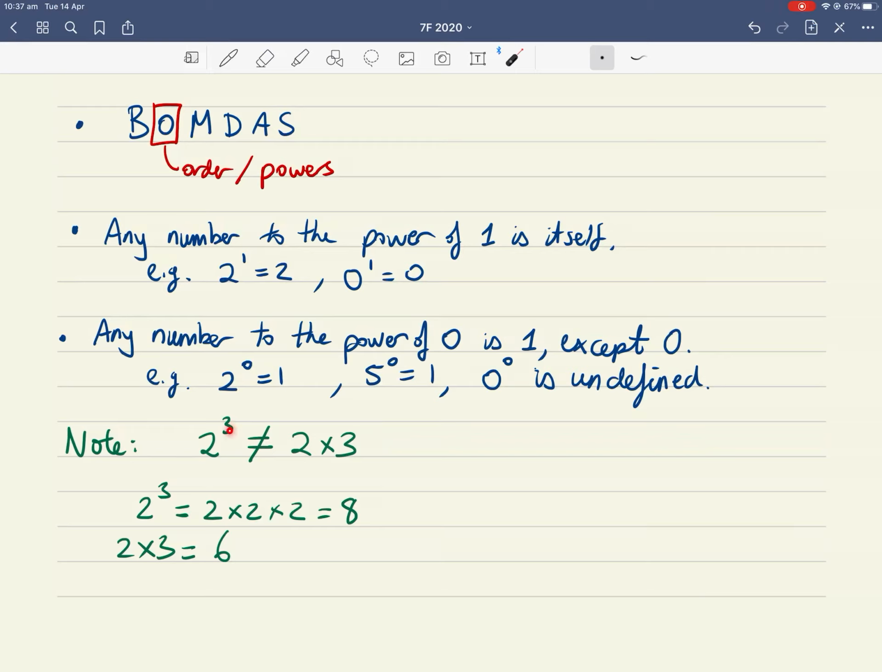So be really, really careful. 2 to the power of whatever, it's 2 times itself, that same base number, however many times in the power, whereas 2 times 3 is literally just multiplying the two numbers, 2 times 3. So make sure you don't make that mistake on the exam.